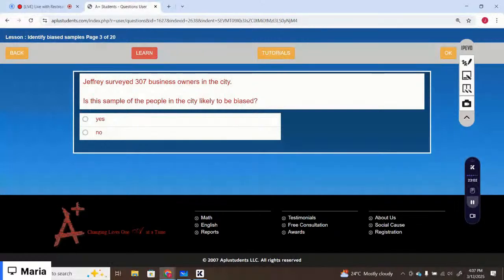Jafri surveyed 307 business owners in the city. Is the sample of the people in the city likely to be biased? 307 business owners are different from the other people. So yes, that is a biased sample. The correct option is yes.